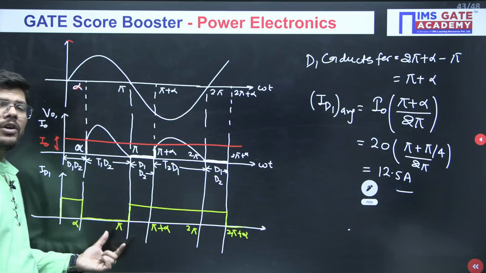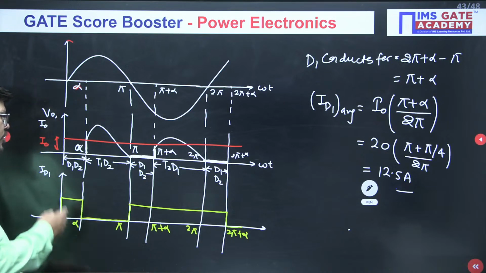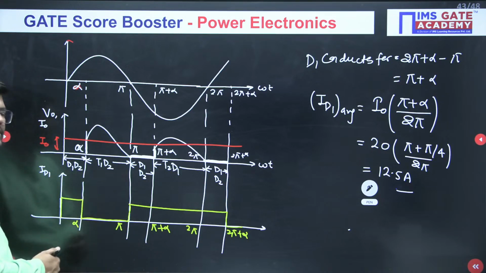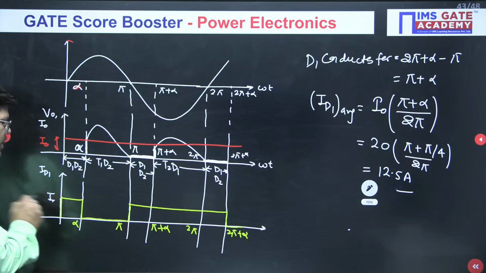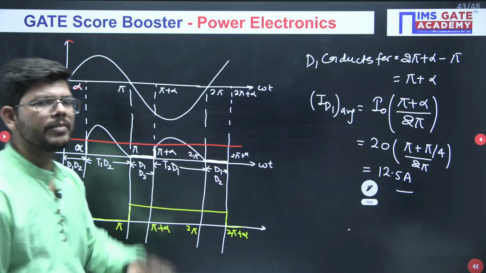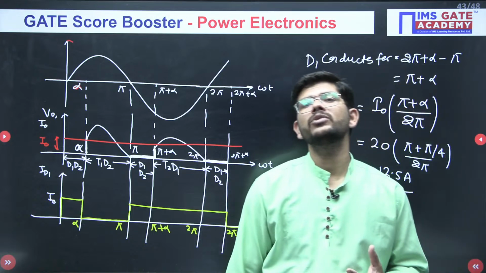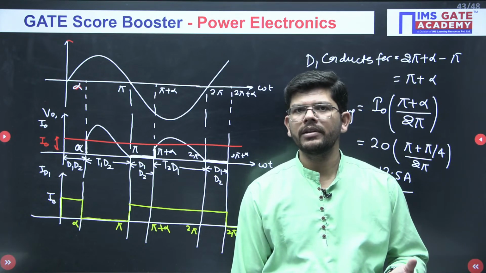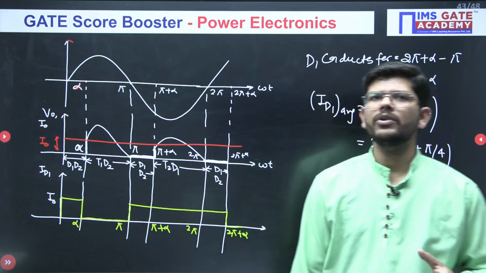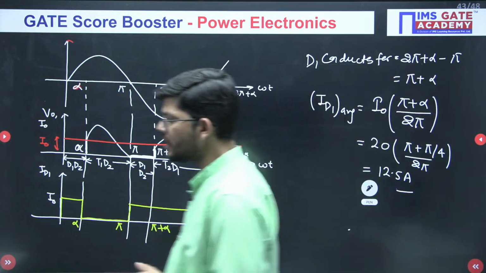Similarly, instead of D1, they may ask you for D2. So you only have to trace the D2 waveform, and similarly the answer will be the same. Whether it is D1 or D2, the answer will be the same. Now they may ask you the ratio of them. It will be 1. So be ready for these kinds of questions.